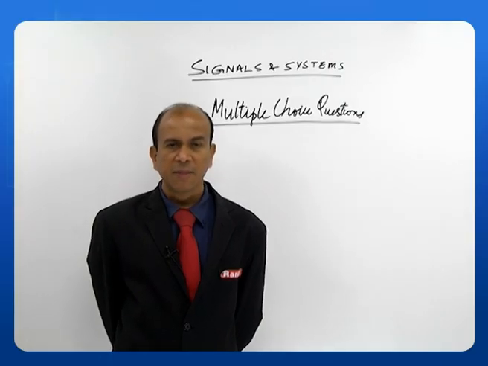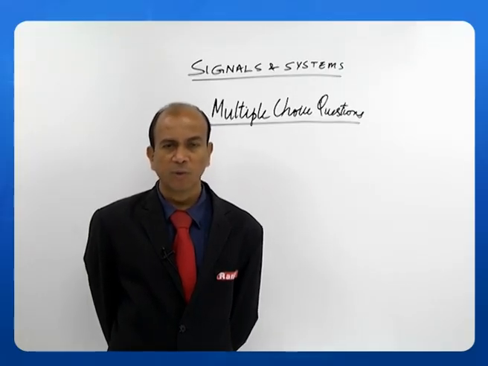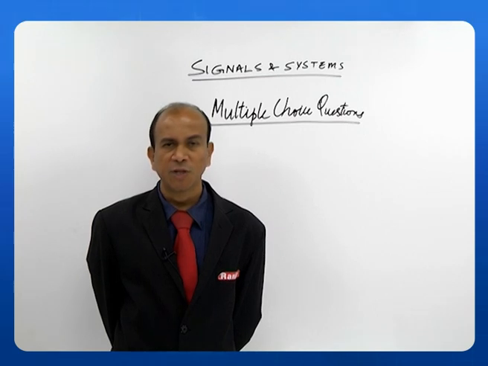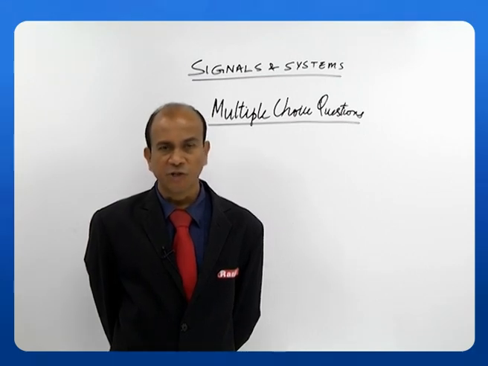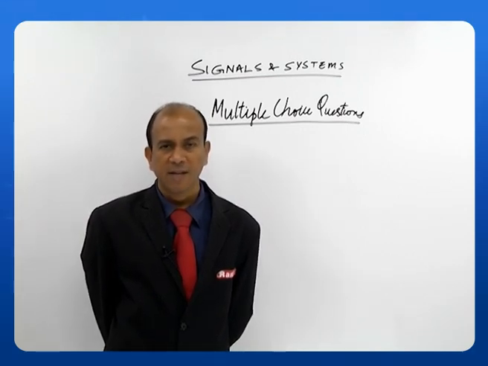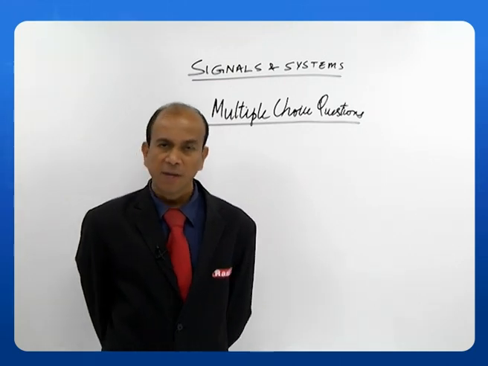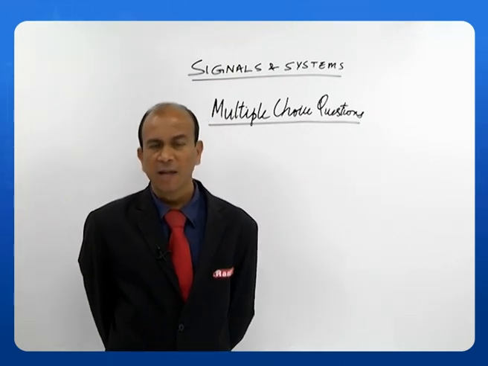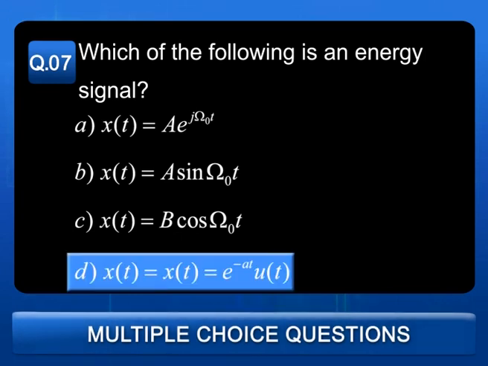The answer is the final question. x of t is equal to e to the power of minus a t u of t is an energy signal. So the power of this particular x of t must be 0. That's why this is called an energy signal. So the answer is D.